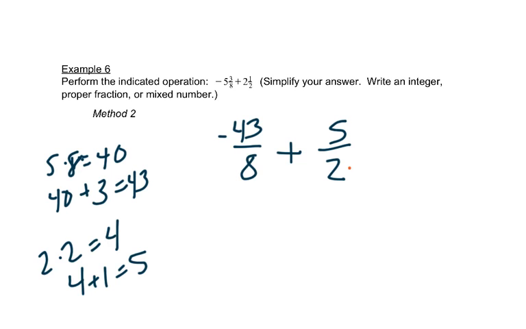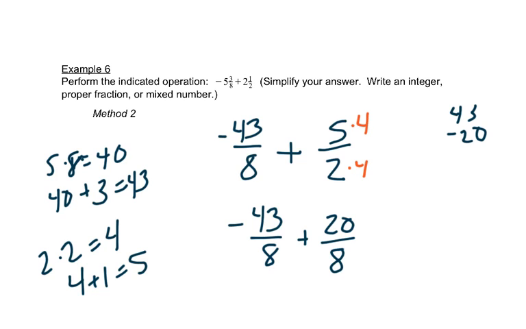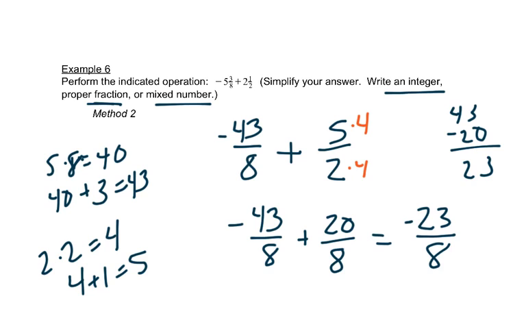We still need a common denominator, so I'm going to multiply the top and the bottom here by 4. So now I have negative 43 eighths plus 20 over 8. Different signs, so I need to subtract, which gives me 23, but the bigger number was negative, so I have negative 23 eighths. Now again, the directions say integer, which is just a plain old number. This is not that. Proper fraction. I have an improper fraction, so that doesn't work. Or a mixed number. So I need to change this to a mixed number.